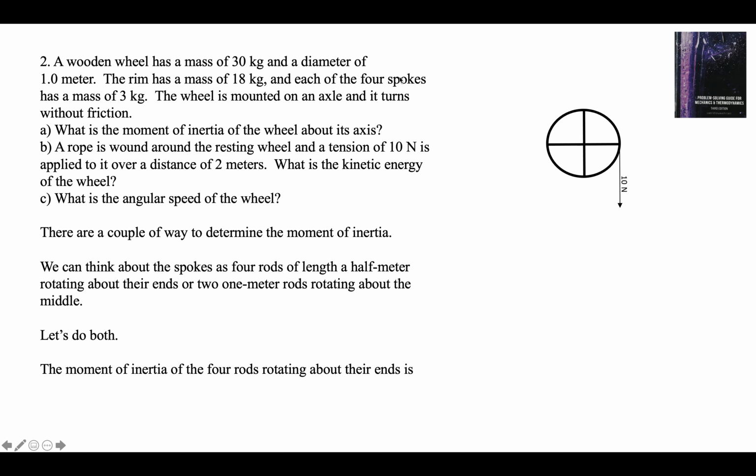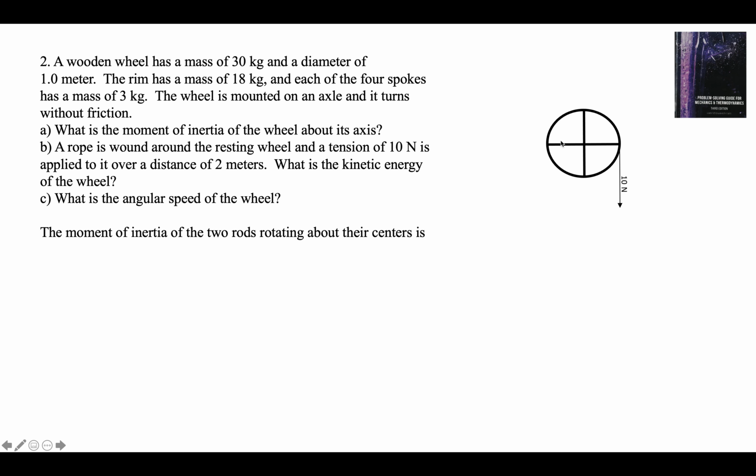Each of them is 3 kilograms, it says. Each of the 4 spokes has a mass of 3 kilograms. The moment of inertia of a rod about an end is 1/3 ml squared. So there's 4 spokes, each is 1/3 ml squared, 3 kilograms each, half a meter long. There's a 4. Half squared is 1/4. There's a 3, and there's a 1/3. So it's 1 kilogram meter squared.